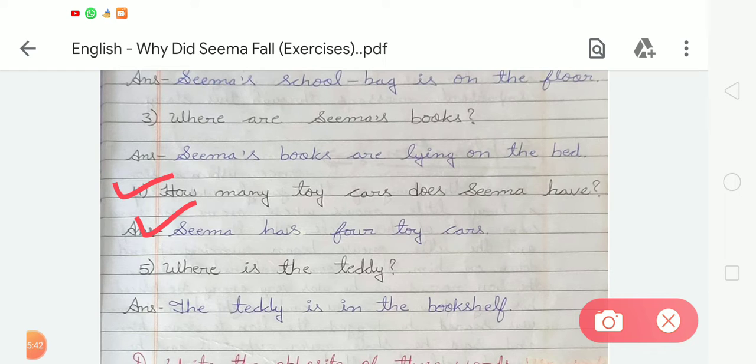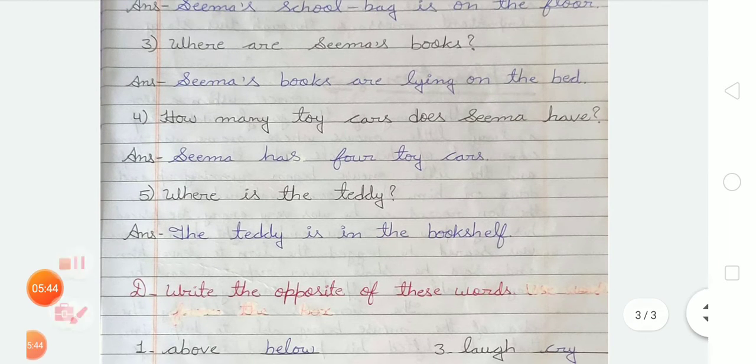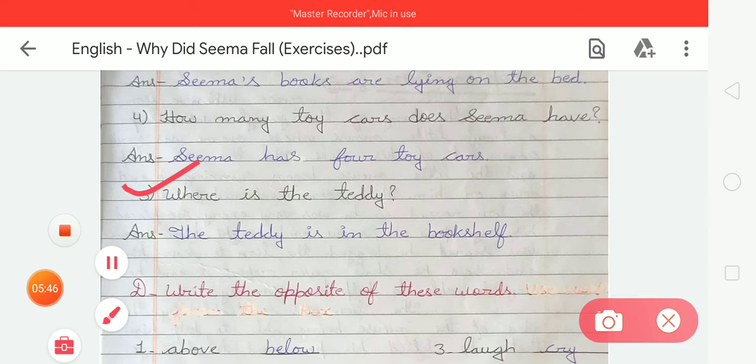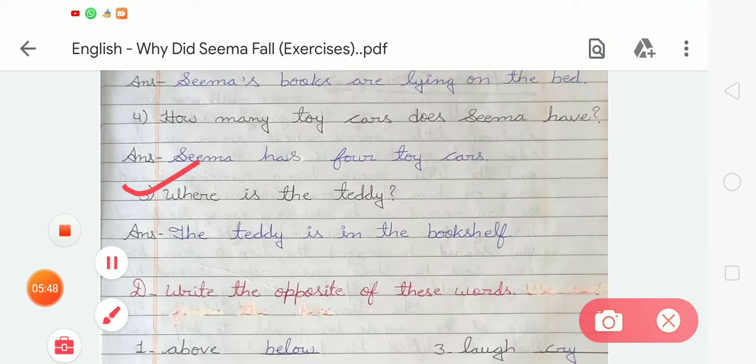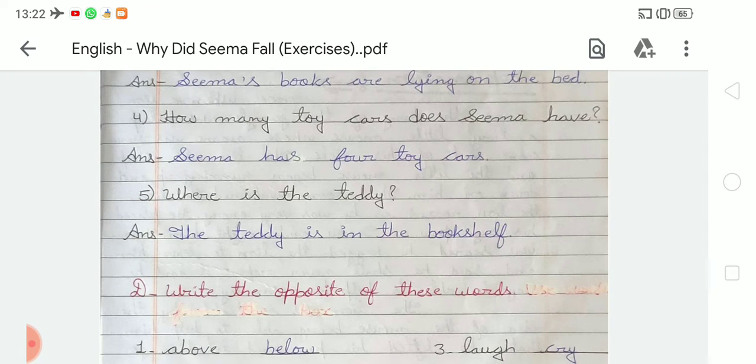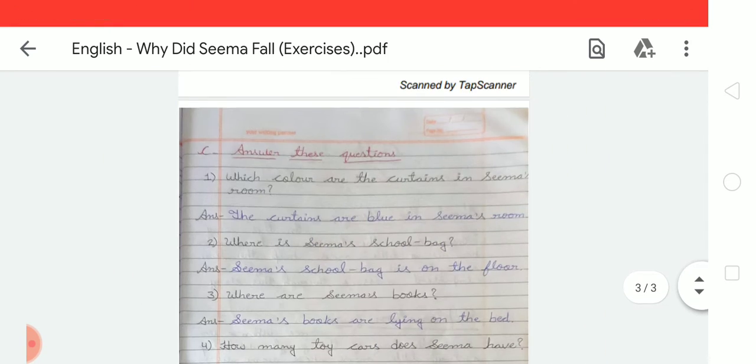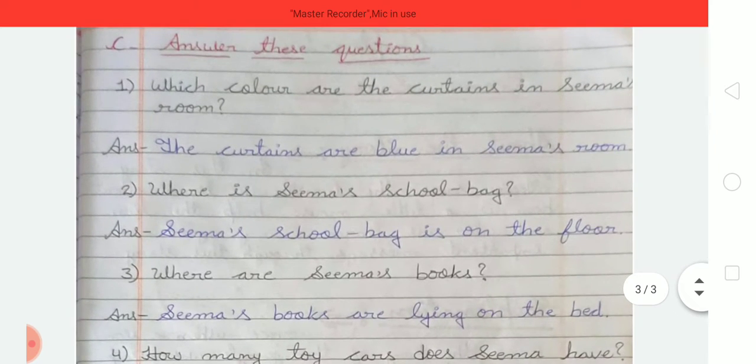Okay. Now the next one is number 5: where is the teddy? Student, tell me, what is the place of the teddy in Seema's room? Do you know that? The teddy is in the bookshelf. Okay student, you have to write the answer: the teddy is in the bookshelf. So like this you have to complete this exercise C in your notebook with good handwriting.